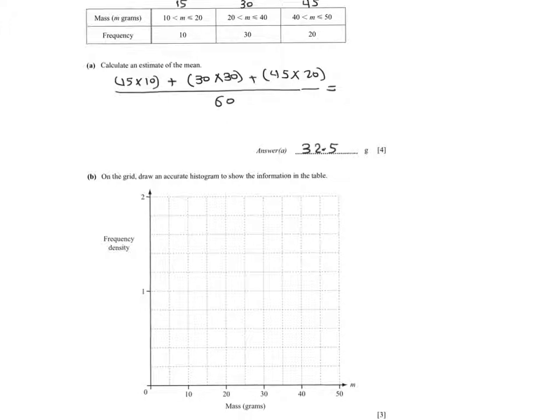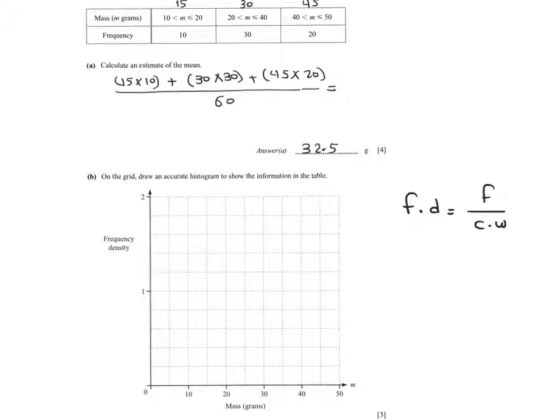Now how to draw a histogram for this table. You have 3 groups and you need to draw a histogram for them. You must find the frequency density. Frequency density is the height of each rectangle. The frequency density, FD, equals the frequency divided by the class width. How to find the class width? The class width is the upper value minus the lower value.